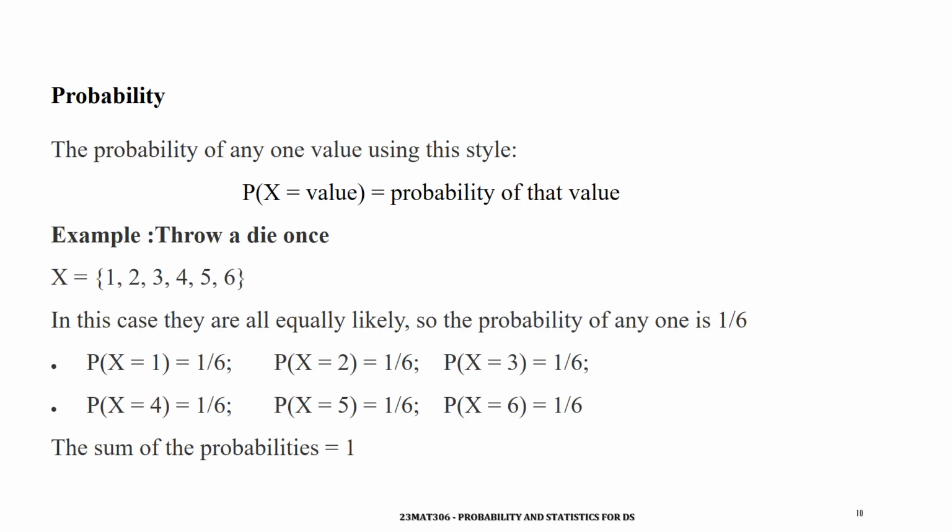Each value of a random variable has a probability. For example, when rolling a fair dice, each number has the same probability, which is 1 by 6. One important rule is that the total of all the probabilities must always equal 1. This is a very important condition in probability.